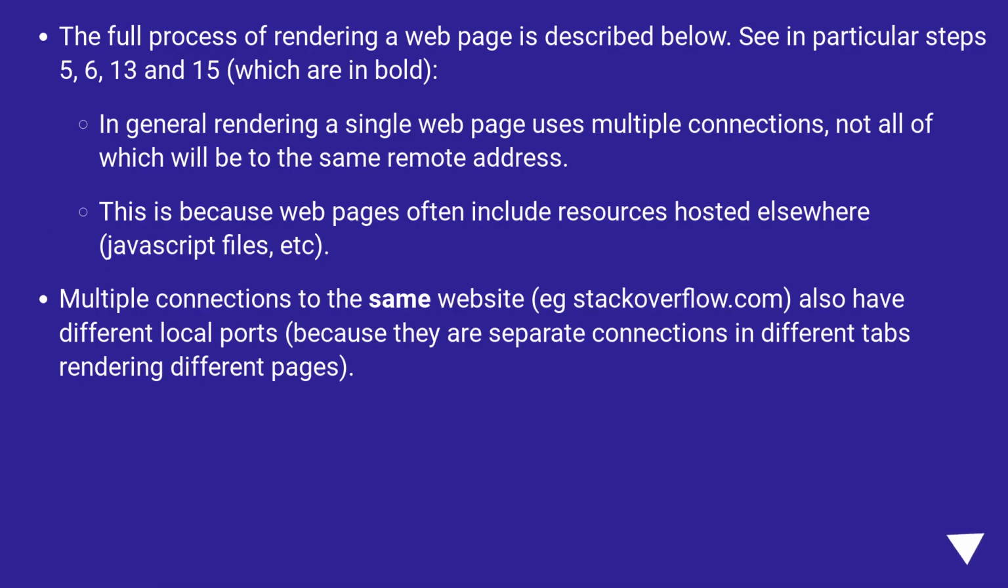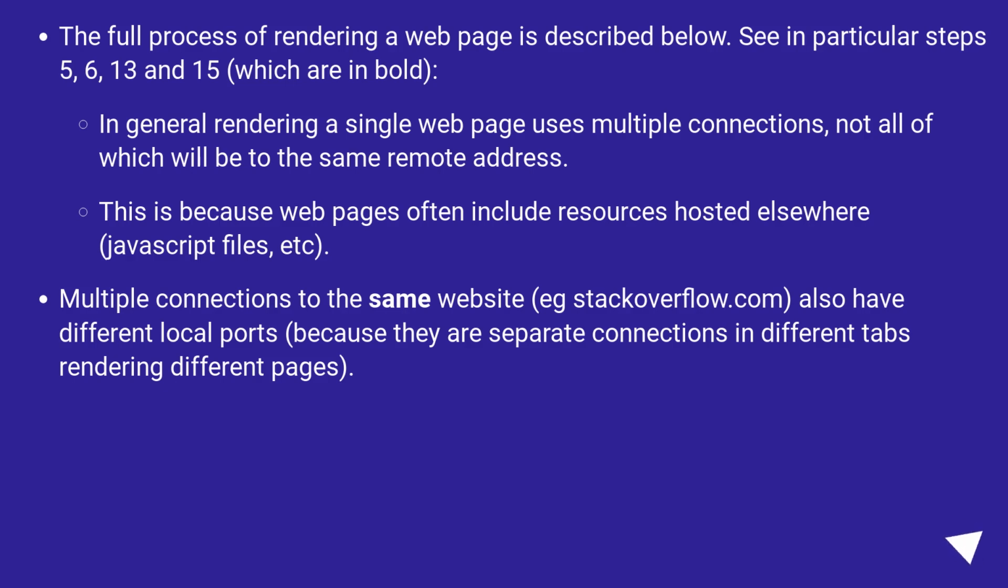The full process of rendering a web page is described below. See in particular steps 5, 6, 13 and 15, which are in bold. In general, rendering a single web page uses multiple connections, not all of which will be to the same remote address. This is because web pages often include resources hosted elsewhere, JavaScript files, etc.